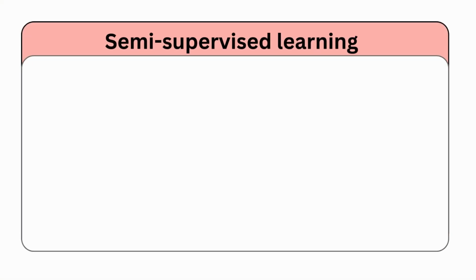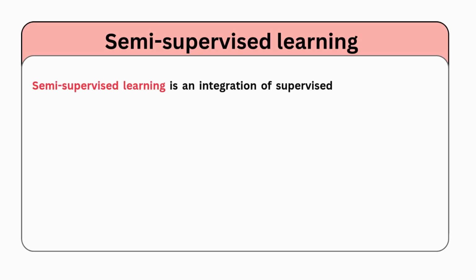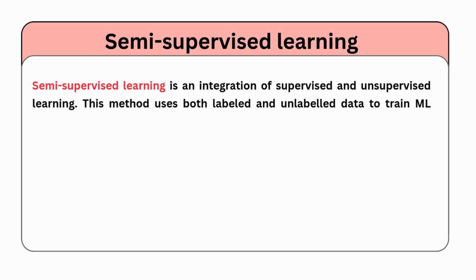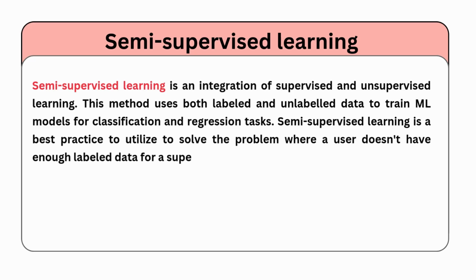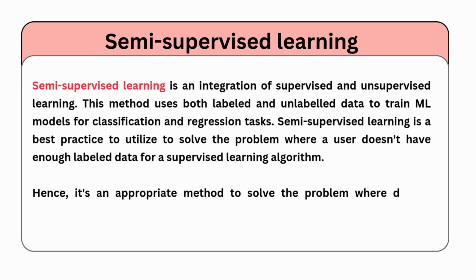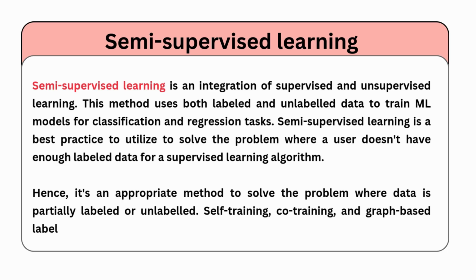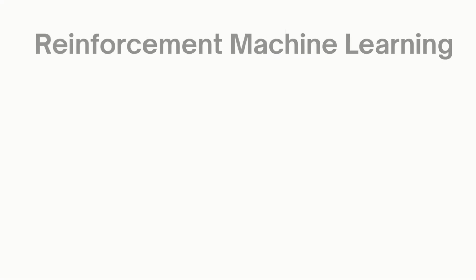Let's understand semi-supervised learning in detail. Semi-supervised learning is an integration of supervised and unsupervised learning. This method uses both labeled and unlabeled data to train the ML models for classification and regression tasks. Semi-supervised learning is the best practice to solve the problem where a user does not have enough labeled data for a supervised learning algorithm. Hence, it is an appropriate method to solve the problem where data is partially labeled and unlabeled. Self-training, co-training, and graph-based learning are some of the popular semi-supervised learning methods.